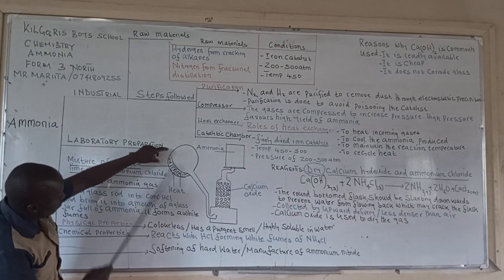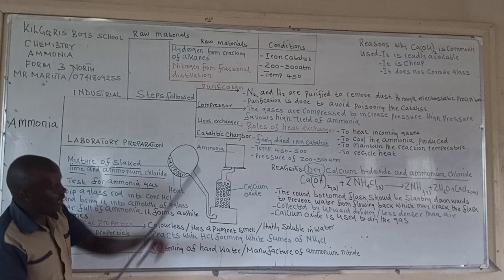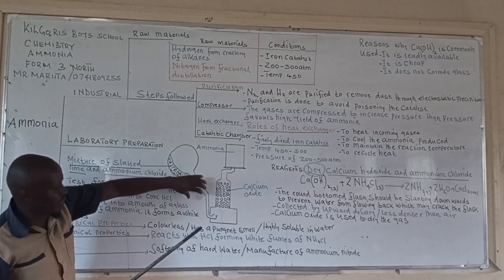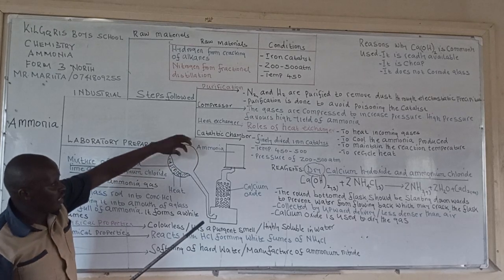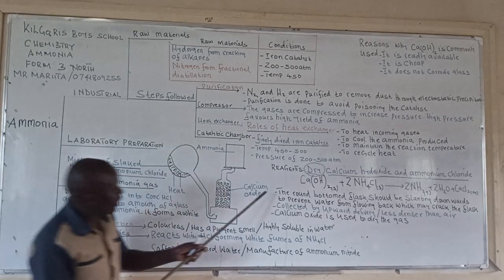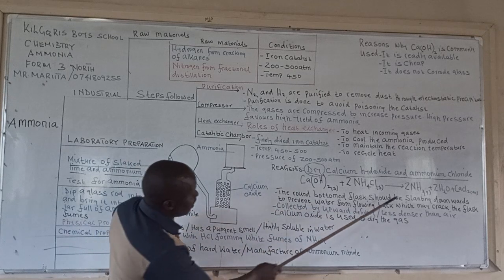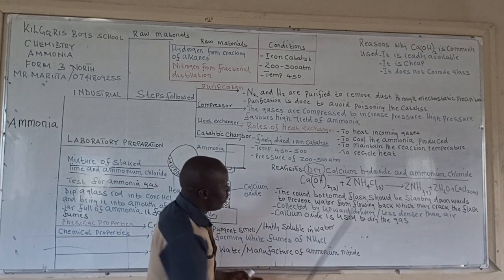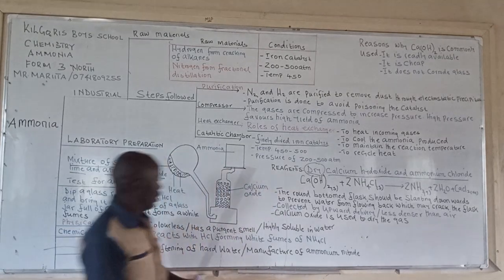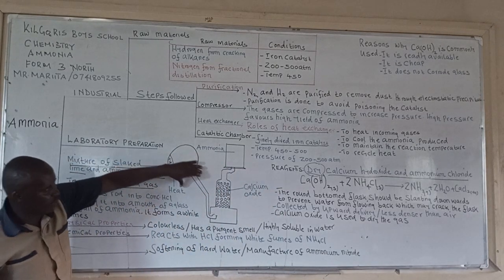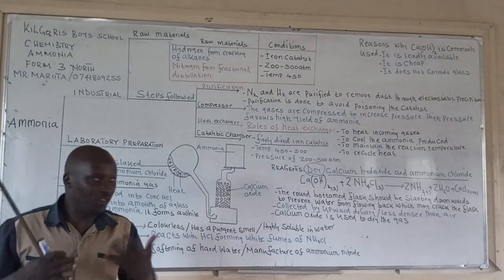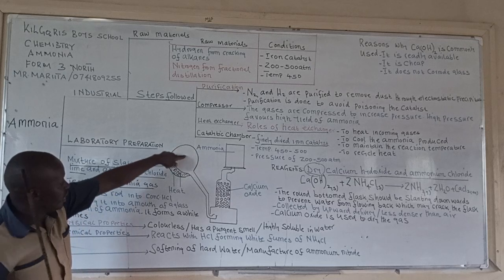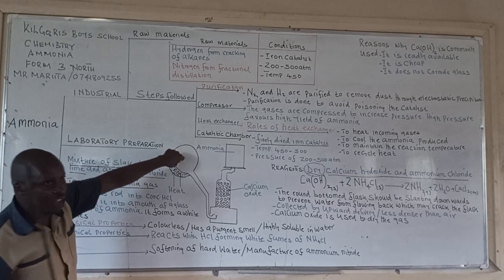Then, as you can see from this diagram here, the orientation of the round bottom flask is slanting downwards. The round bottom flask should be slanting downwards to prevent water from flowing back, which may crack the flask. The reason why it is slanting downwards is to prevent the water vapor that can condense and then flow back, which might cause the cracking of the flask.